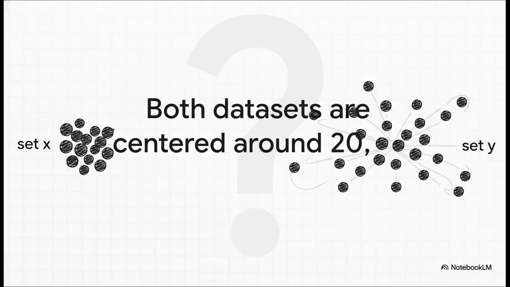But hold on. If they're both centered around 20, does that mean they're telling the same story? Not at all. Look a little closer at set Y. Those numbers are way more spread out, right? They go all the way from 9 up to 28. Set X, on the other hand, is packed in really tight. That difference is absolutely critical.